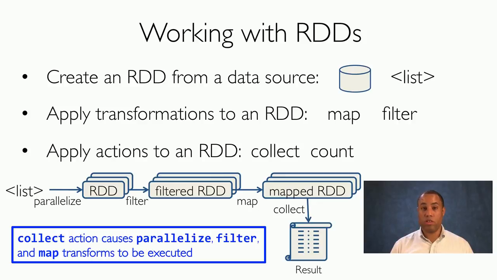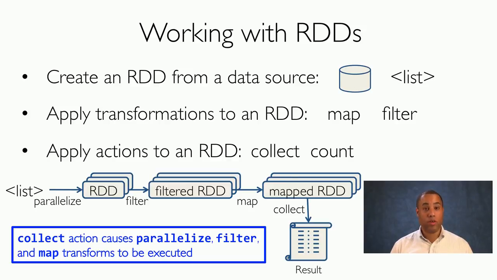To work with RDDs, you first create an RDD from a data source, a file or a list. You then apply transformations to that RDD. So examples are map and filter. You then apply actions to that RDD. Examples are collect and count.